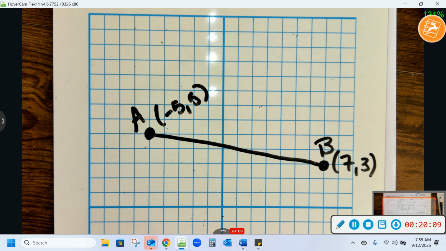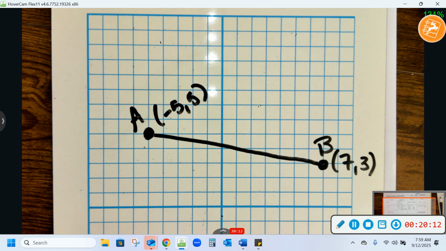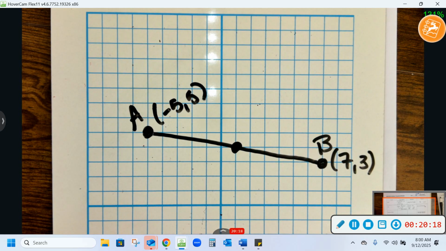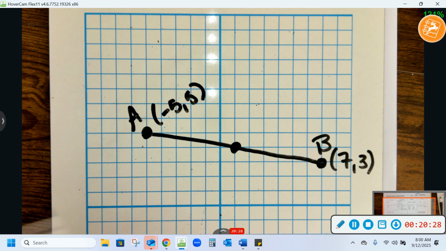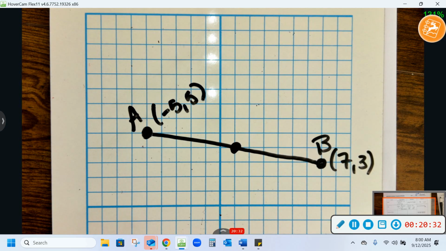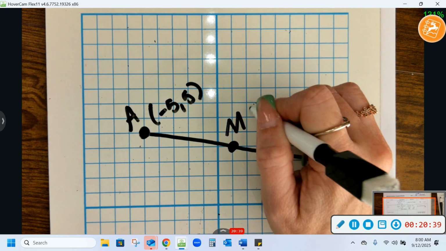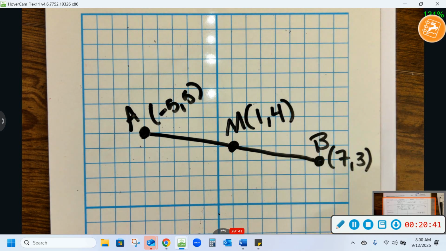Okay, we're going to guesstimate now. Where do we think the middle of this line is? So I think it's right there, because that's 6. If this line were straight on the coordinate plane and not slanted, it'd be very easy to just count how long it is, but it's not a straight line. So how do we figure out if this is correct? I'm saying that I think the midpoint, which I'll name M, is at (1, 4).